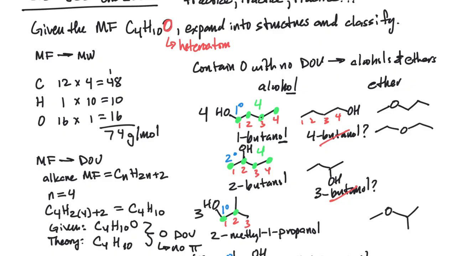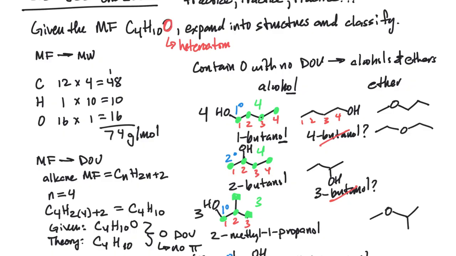So for these, let me color those in. Maybe we'll use a different shape instead of a circle. We'll call these a little box. So overall, we're going to have 3 unique carbons.